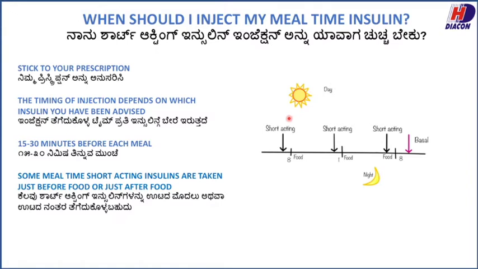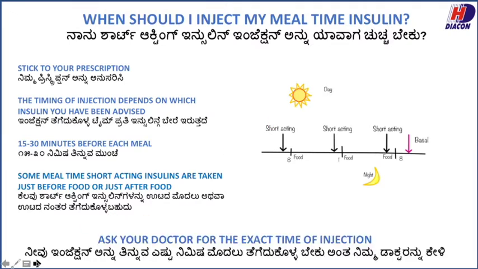Some insulins need to be taken half an hour before the meal. Some need to be taken 15 minutes before eating. And some of the newer insulins can be taken just 1 to 2 minutes before the food or even after food. So since it depends on which actual insulin you're taking, sit with us with your prescription, or your prescription should contain these details. If it doesn't, sit with us and we will explain this to you in person.